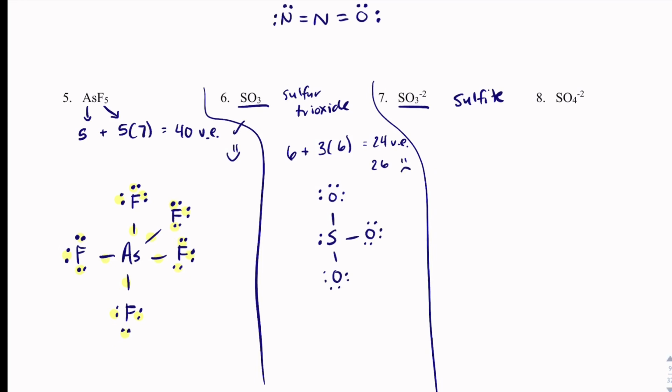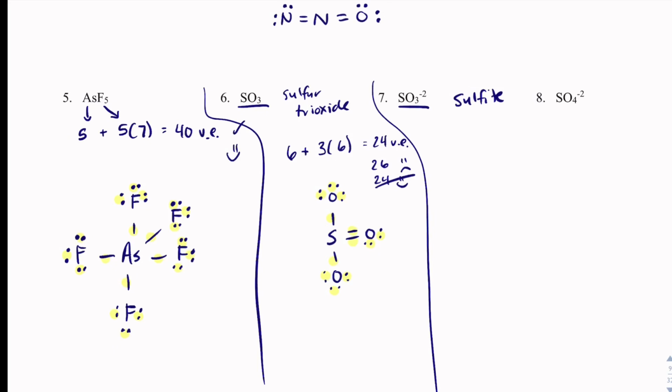So, easy fix. We'll erase a pair from our central atom. Pick any of the oxygens. I'll just pick the right oxygen and pick any of the lone pairs on it. Erase a pair, add a multiple bond between them. Now when we count 2, 4, 6, 8, 10, 12, 14, 16, 18, 20, 22, 24, we get 24, and that is what we need. So this is sulfur trioxide.